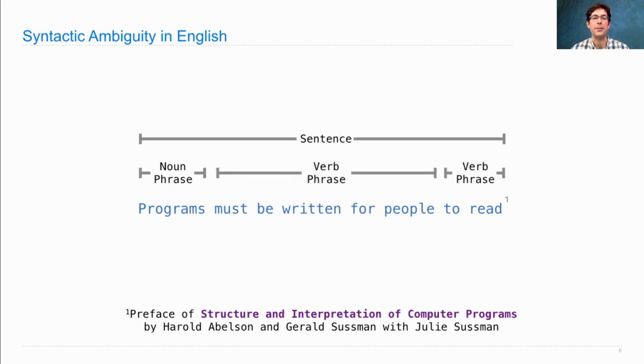Here's another interpretation: programs must be written for people to read. In this case, to read could be modifying the programs. And if programs are going to be able to read, well, first they must be written for people. Another sentence that's just not true, but is a reasonable interpretation of this sequence of English words.